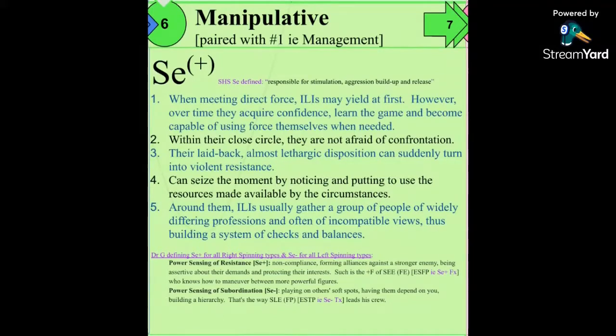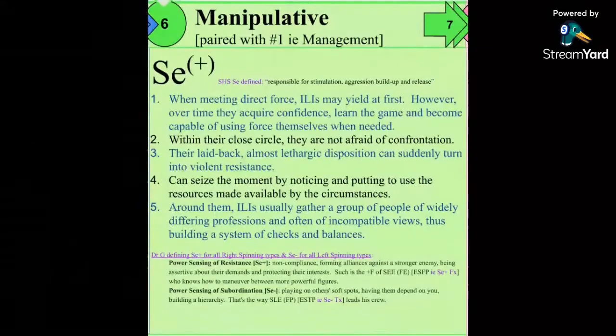So this is what I mean about the socionic intuitive types being consistent with the Cozy intuitive types. It's like they are describing the same eight kinds of people, and the systems are capturing that. The problem is with the sensing types, especially the sensory introverts. There's a little bit of difference in emphasis with the sensory extroverts. Around them, allies usually gather a group of people of widely differing professions and often incompatible views, thus building a system of checks and balances.